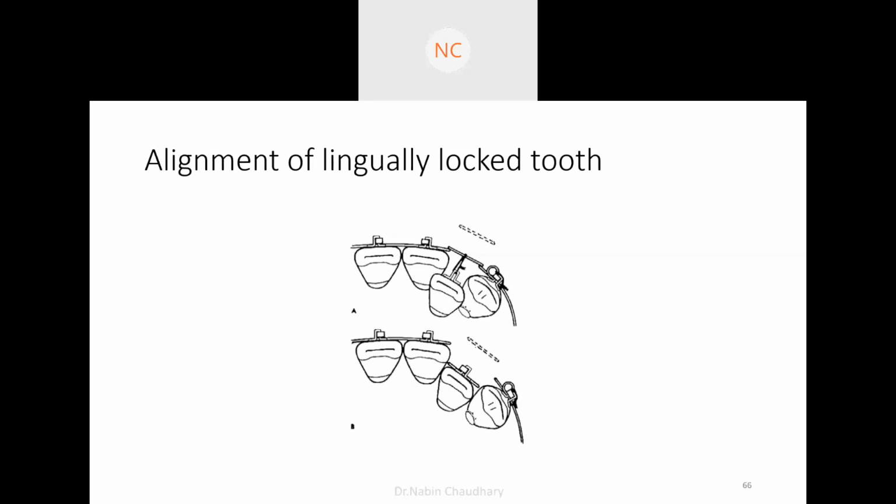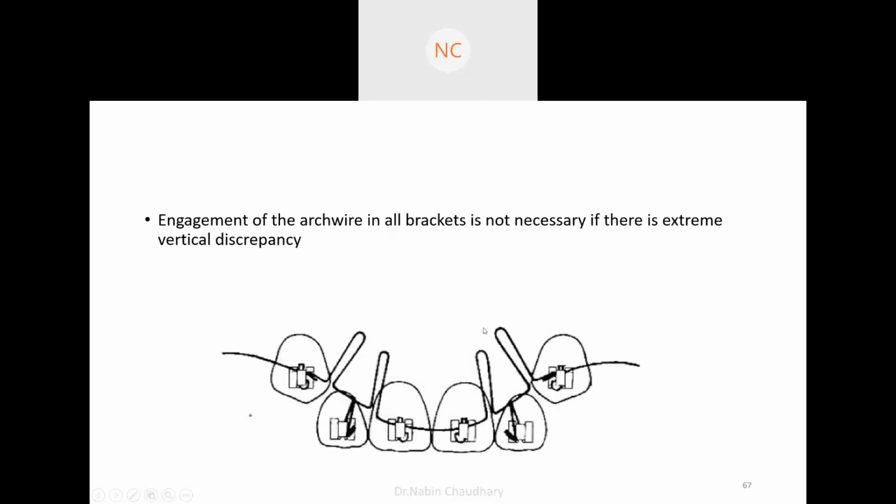So when there is a blocked out tooth, this is also corrected in case of stage 1. So how is it corrected? The elastic thread is generally tied from the bracket of the blocked out tooth, and it is ligated to the arch wire, and this will help us to correct the blocked out anterior tooth.